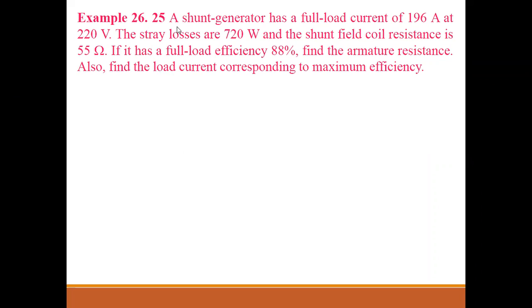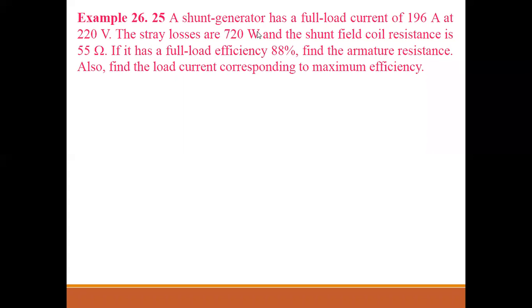You can see the example, that is, a shunt generator has a full load current. You can write it down in your notebook also. Once we finish the two examples, we are going to check our notebooks. So I'll read the example. You just understand the meaning of each and everything and write it down in your notebook.